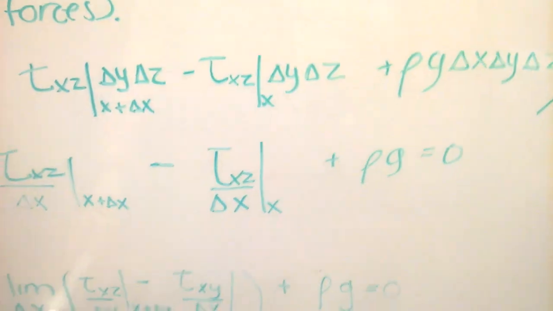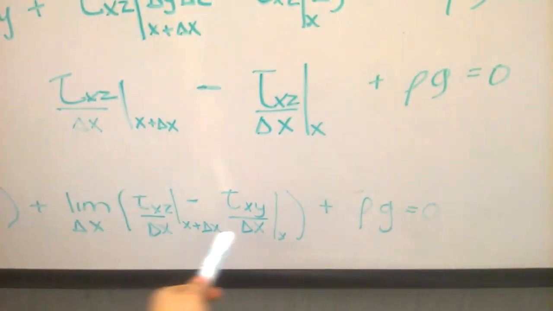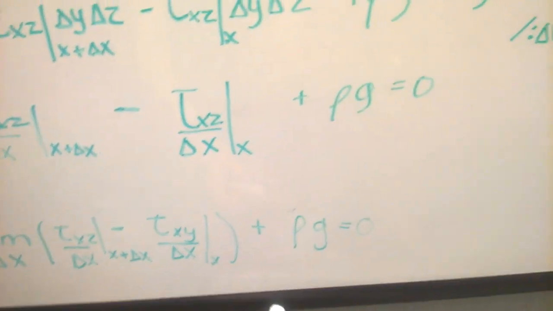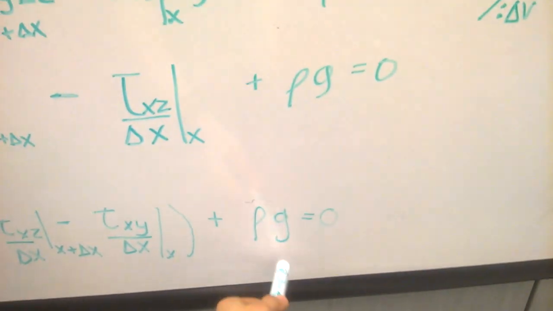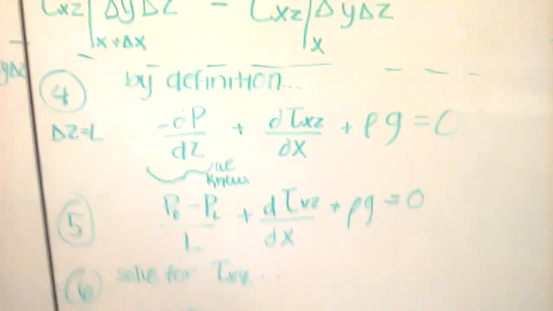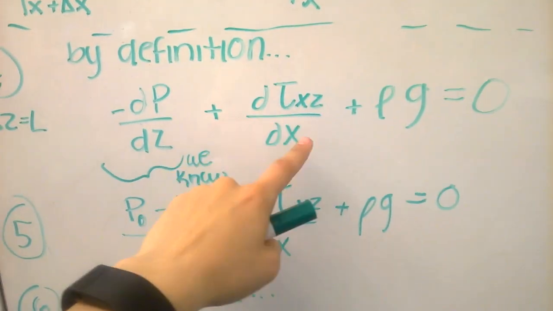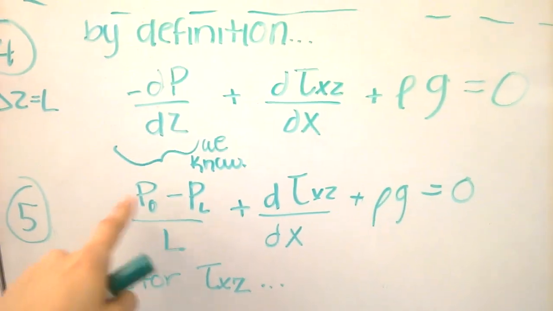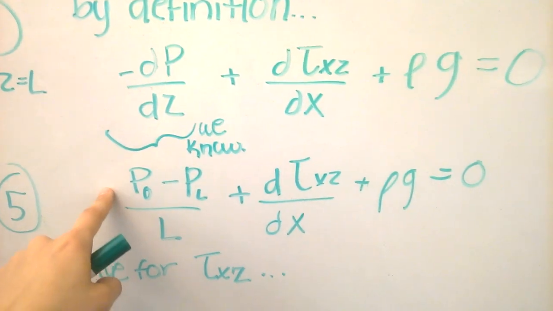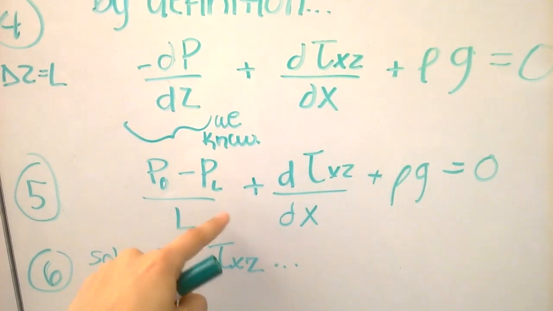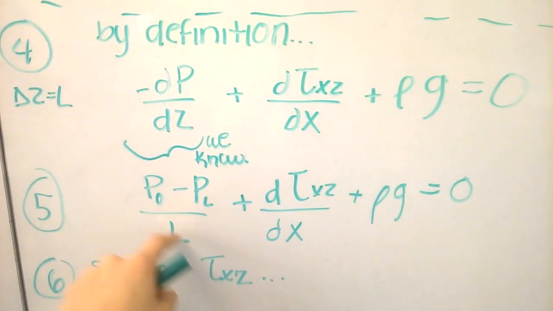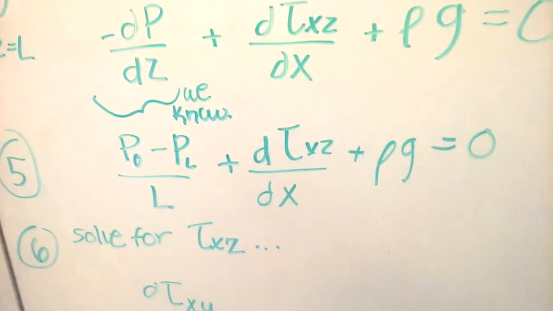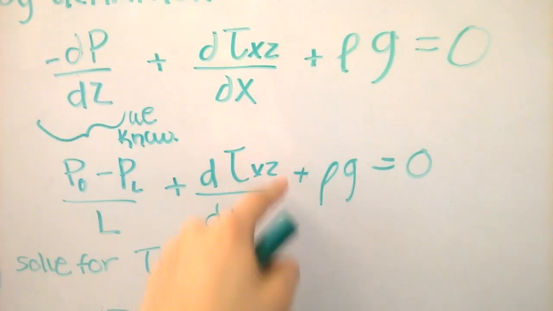In the shear stress balance, we have a positive change because your final is bigger than your initial, and then you have simply rho g because we divided by volume. By definition, dP/dc equals d tau/dx plus rho g. We know that our change in pressure is from P0 minus PL over L, because they told us that delta c equals L. But we don't know the d tau/dx. That's what we're solving for.